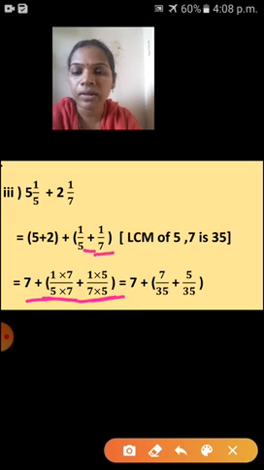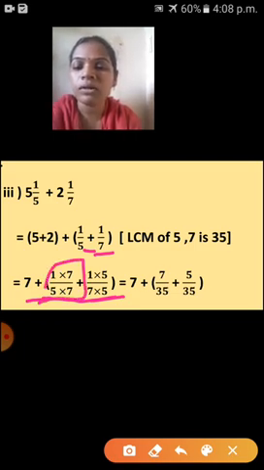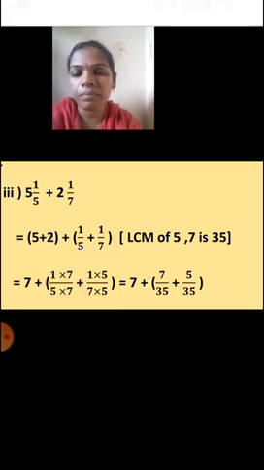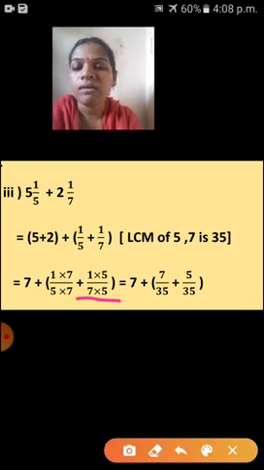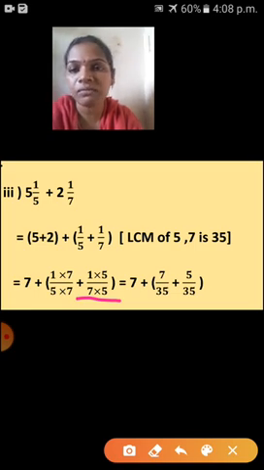So 5 plus 2, 7 plus, the first fraction here, LCM is 35. So 35 we want as the denominator. So 1 upon 5. That 5 you have to see, 5 7s are 35. So that same number you have to multiply with the numerator also. So 1 into 7 upon 5 into 7 plus next one is 1 into 5 upon 7 into 5, because 7 5s are 35.